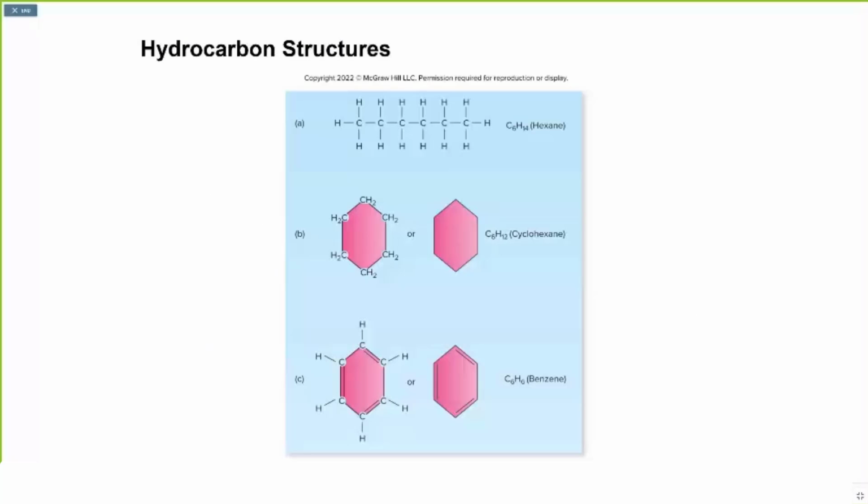Here is a picture of hexane, cyclohexane, benzene. So these are just all examples of carbon backbone. You can see they form rings. They can form 6-membered rings, they can form 5-membered rings, but because of the ring shape, they can interact with cells and membranes and receptors a little bit differently.